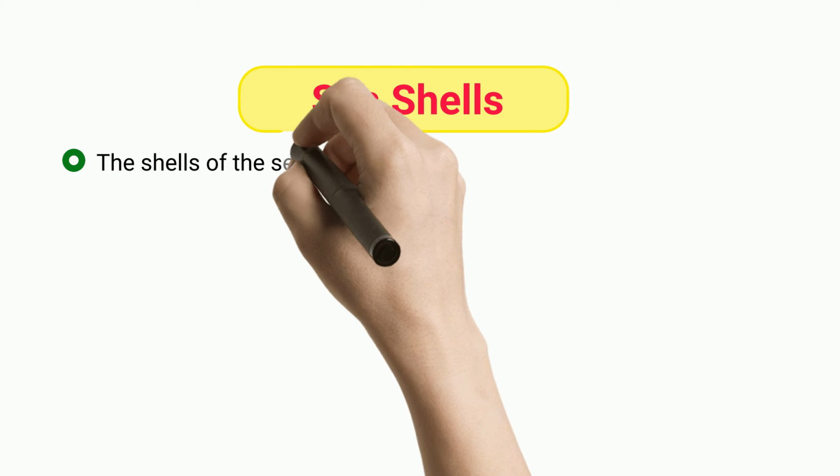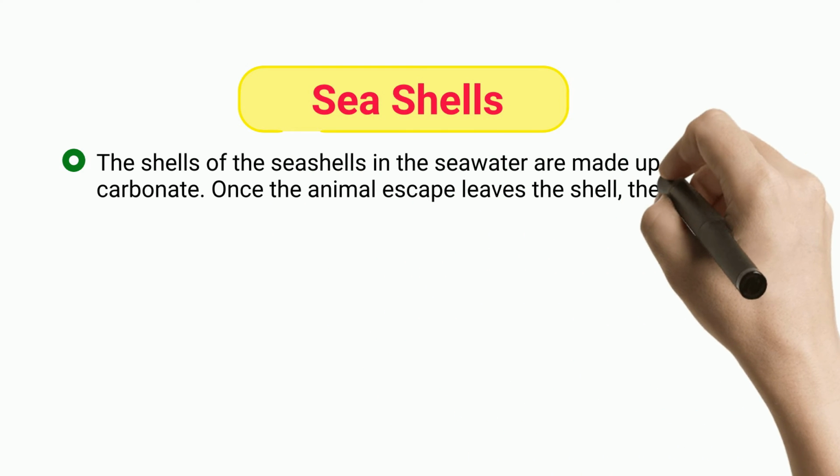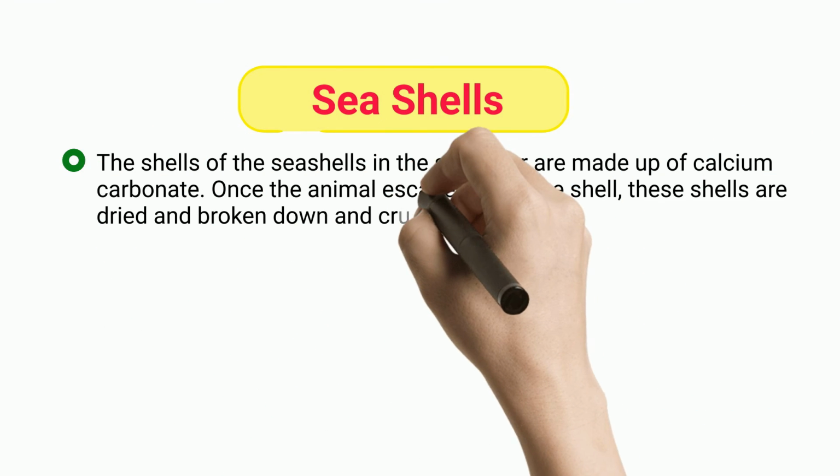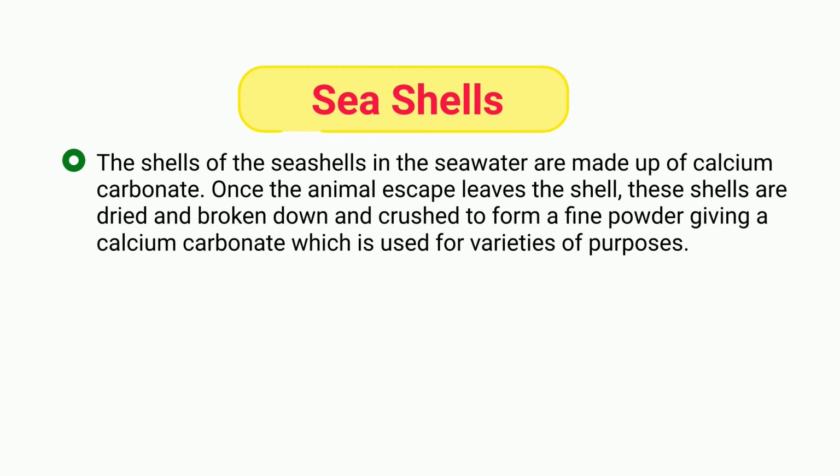Sea shells. The shells of the seashells in the seawater are made up of calcium carbonate. Once the animal leaves the shell, these shells are dried and broken down and crushed to form a fine powder, giving a calcium carbonate which is used for varieties of purposes.